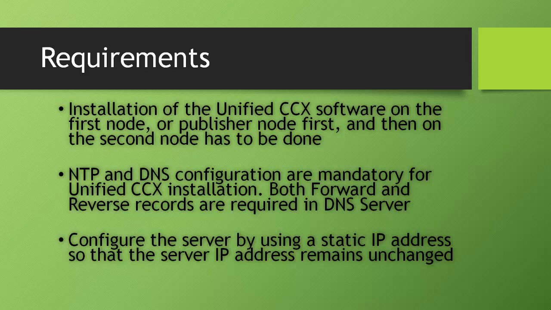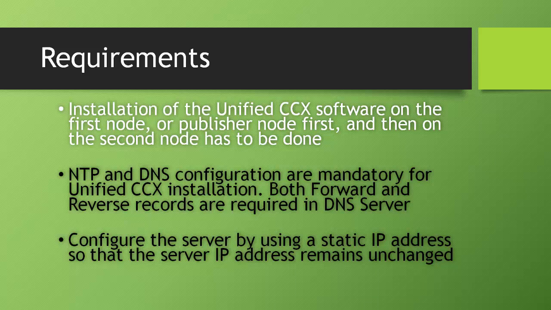Regarding the requirements, whenever you go for the installation of unified CCX, either in production or lab, you should first install the unified CCX software on the first node or the publisher node, and then proceed with the secondary node installation. Because whenever you install the secondary node, it will contact the publisher node to authenticate itself, and it also needs to access the publisher database. So make sure to install the publisher node first, and install the secondary node at any point after the installation of the publisher node.